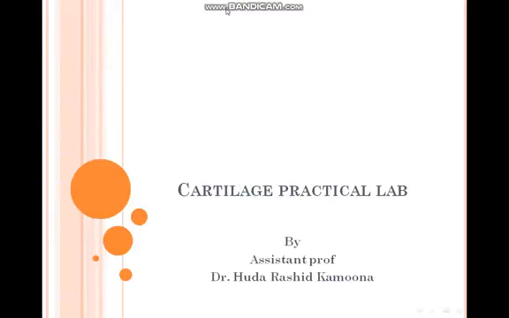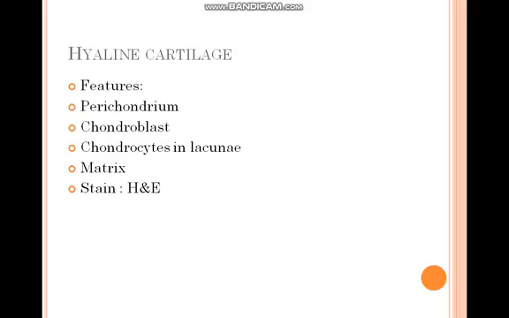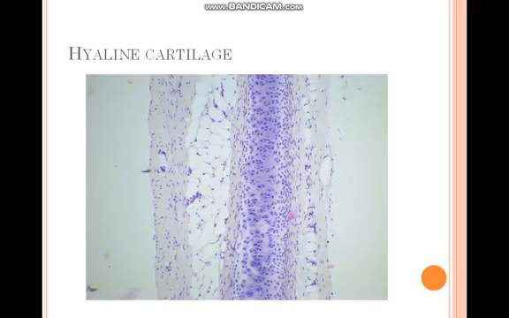Today's lab is about the cartilage tissue, starting with one type of cartilage, which is hyaline cartilage. We will discuss the features: the perichondrium, chondroblast, chondrocyte within the lacunae, the matrix and its territories, and these slides are stained by H&E. First of all, we have a low magnification for a piece of hyaline cartilage.